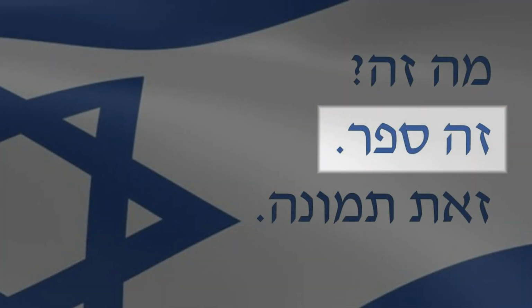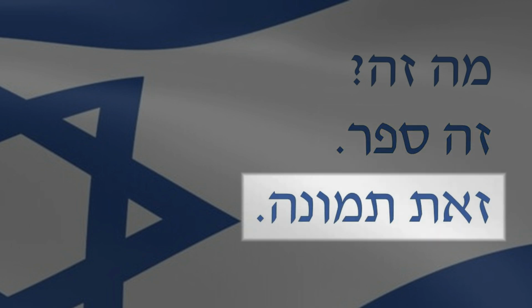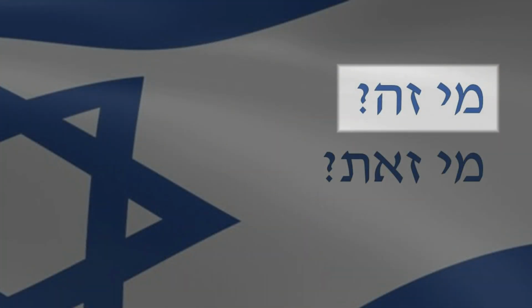So we can say something like ze sefer, because sefer is a masculine noun, or zot tmuna, because tmuna is a feminine noun. And again, we could have said zo tmuna, zu tmuna. Whenever I say zot, you can pretty much always replace that with zo or zu. And for unknown people, we can just say mize, and that just means who is this?